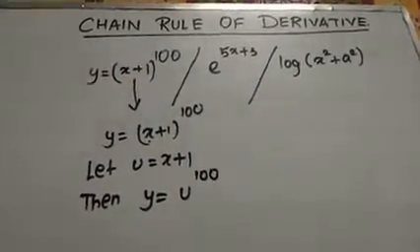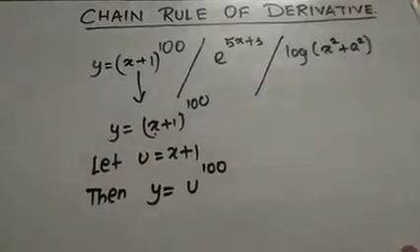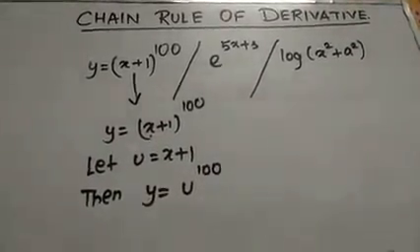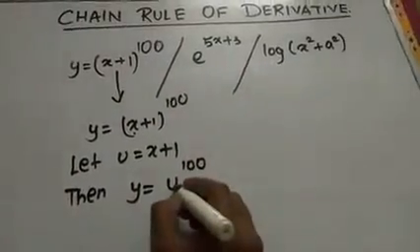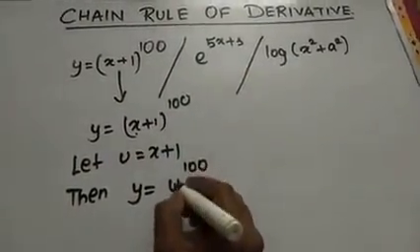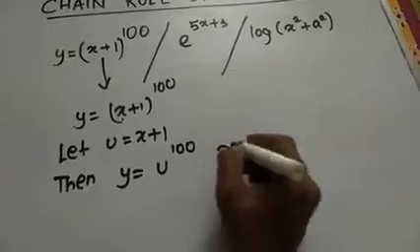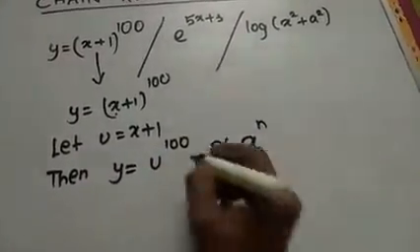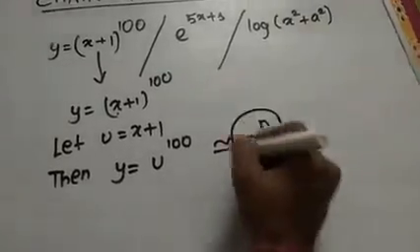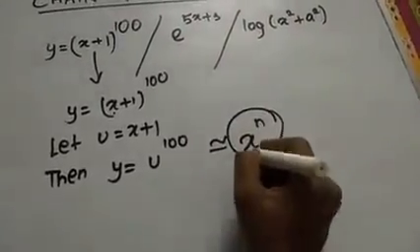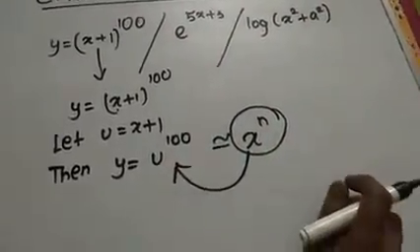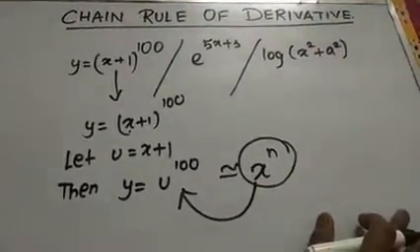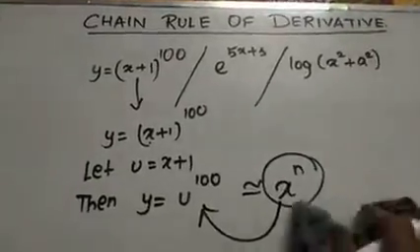So our target will always be to convert the given question into a known form. Known form means, see, this is the form u to the power 100. That is similar to the form x to the power n, and we know the formula of the derivative for this, so we can use that here. So always our target is to convert the given question into a known form.